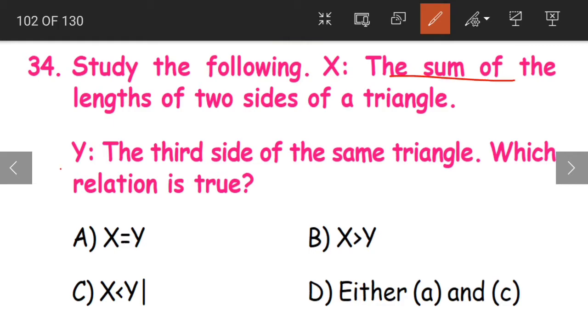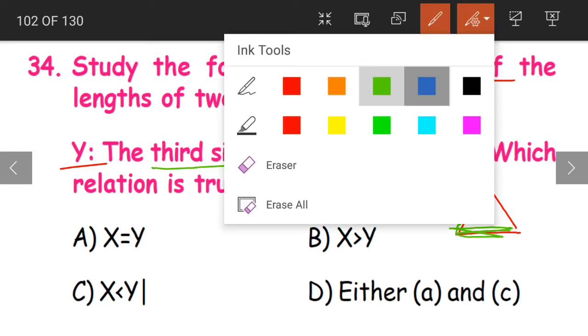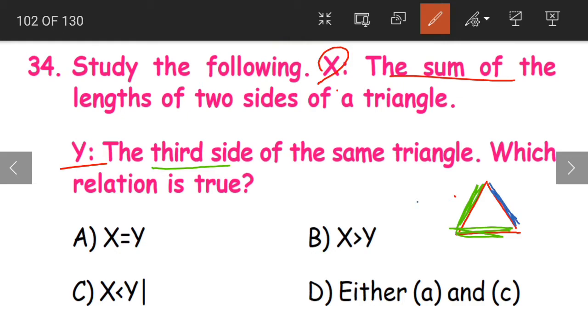Question 34. Study the following. X is the sum of the lengths of 2 sides of a triangle, and y is the third side of the same triangle. Now which relation is true, children? See, what is x? Suppose we are having a triangle with 3 sides. Yes or no? So x is nothing but the sum of 2 sides, like for example these two. And y is nothing but the length of the third side. Now from this, what is the relation, children? X is green, y is blue.